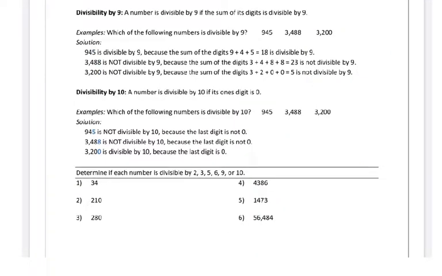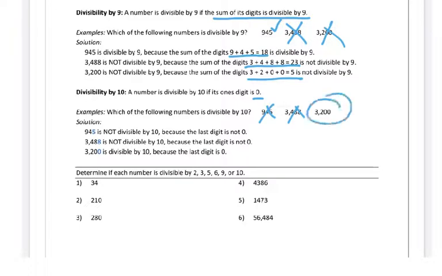Alright, divisibility by 9. 9 is just like 3, except the sum has to be divisible by 9. So all you have to do is add the digits, and if it's divisible by 9, yes, so the number is. Add the digits, is it divisible by 9? No, so the number isn't. Add the digits, is it divisible by 9? No, so the number is not divisible by 9. Last one, super easy. Divisibility by 10 just has to end in a 0. So the only one here that ends in a 0 is 3200. And those are your divisibility rules.